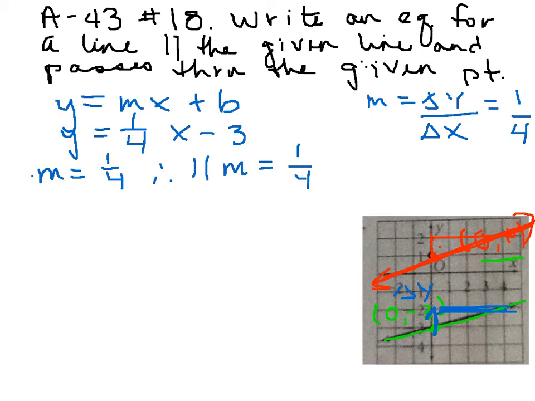In this case, for the line that's parallel, we know the slope is going to be the same. And this time we know the y-intercept is 1, because we said that it went through the point (0, 1), so that's our y-intercept. And we're done. That's the equation for that line. And that takes care of that one. Alrighty.